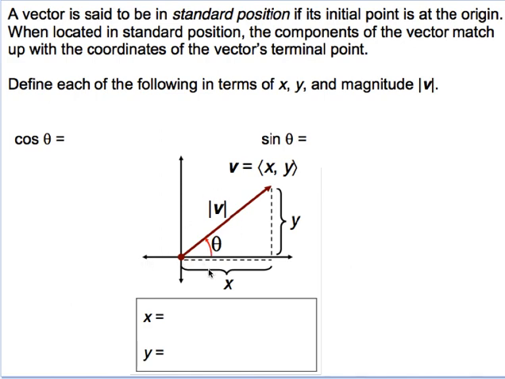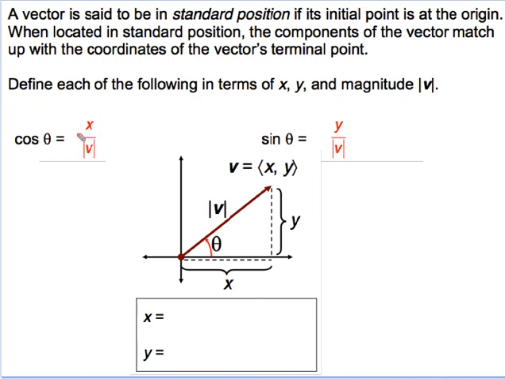If this was my unit circle, this would be my x and my y, and my cosine ratio would be x over my radius, or in this case, the vector magnitude. So for cosine theta, it would be x over the vector magnitude, and for sine it would be y over the vector magnitude.